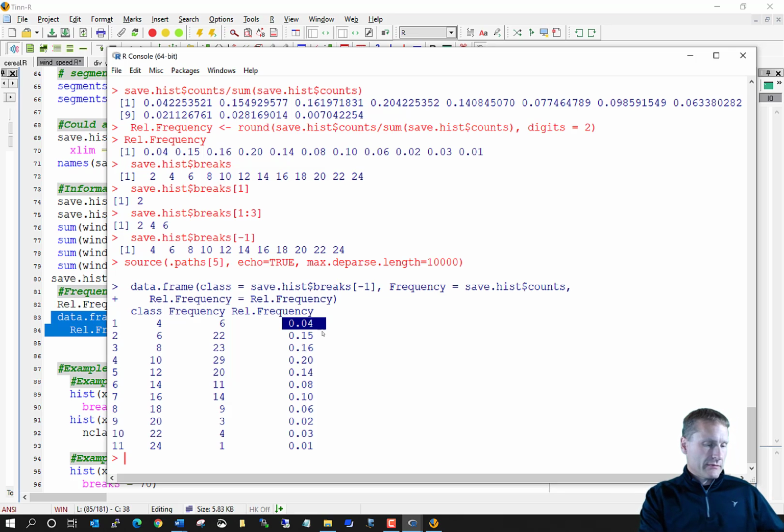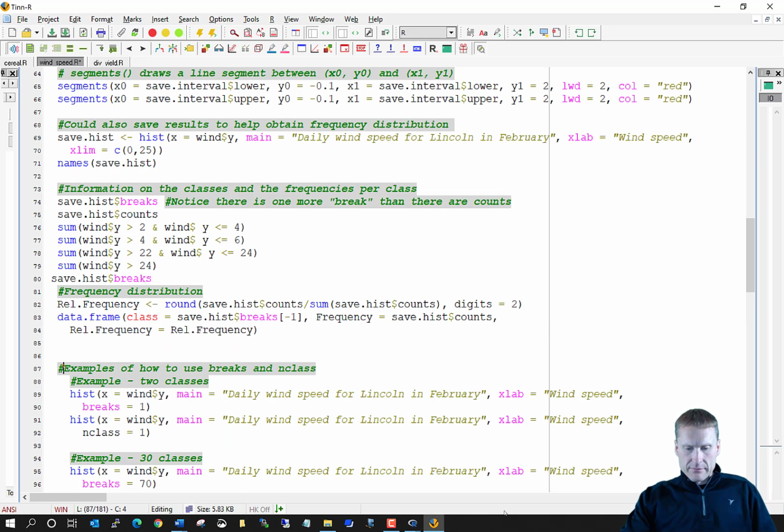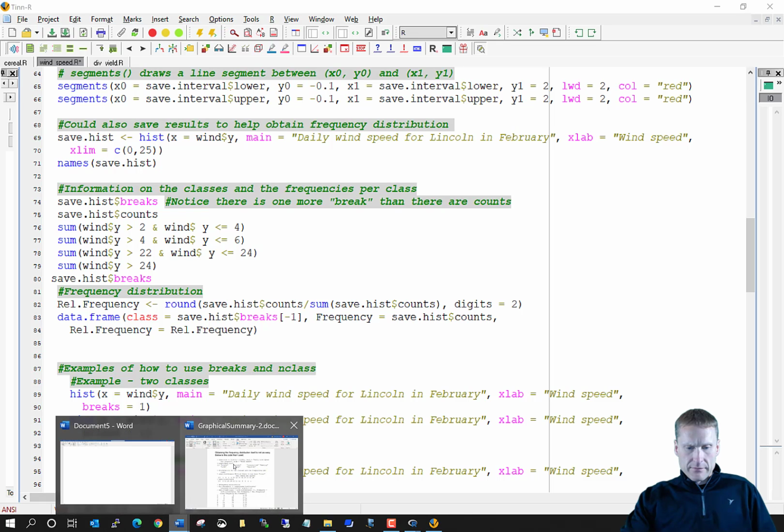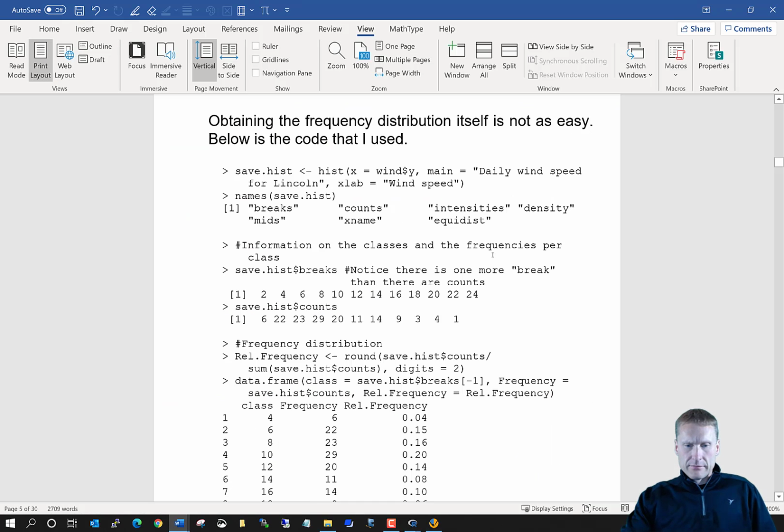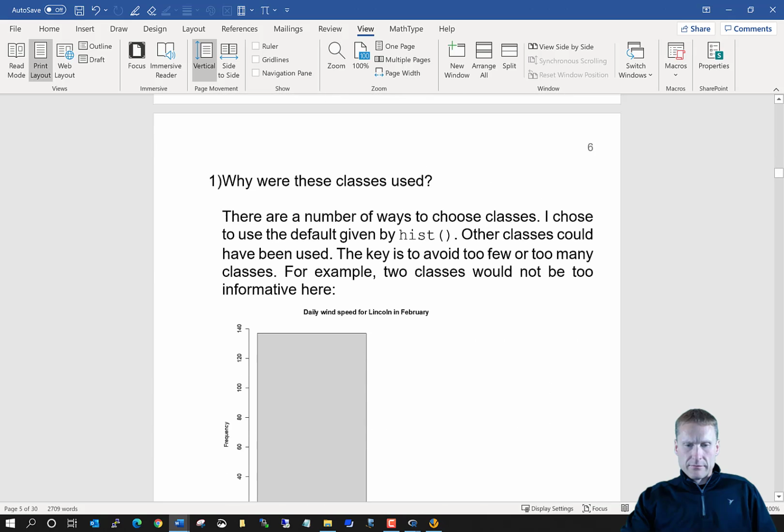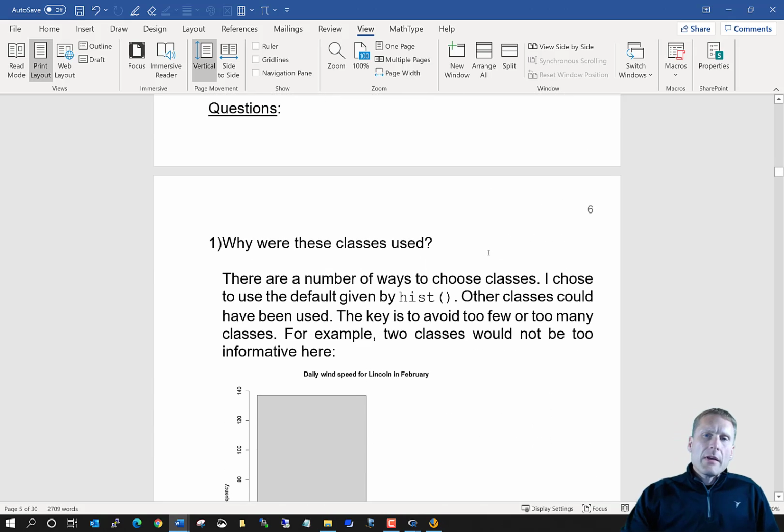Okay, let me see where we're at here in the notes. Okay, so now we have some questions starting on page 6. So how were these classes chosen? I mean, why did we go 2 to 4, 4 to 6, 6 to 8, and so on?